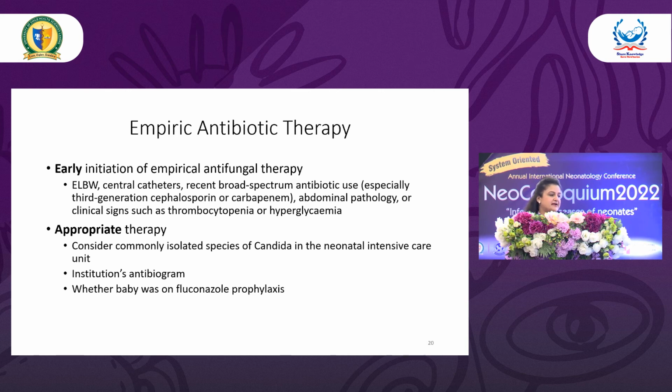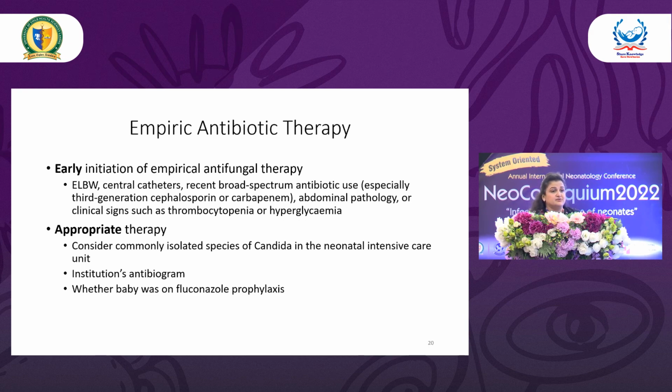So like I said, empiric antibiotic therapy, early and appropriate, are the mainstay of treatment, especially in those who are at high risk. So, those who are extremely low birth weight, who have central lines, who have recently been given broad spectrum antibiotics, specifically carbapenems and third generation cephalosporins, with abdominal pathology, showing hypothermia, hyperglycemia and thrombocytopenia. So, early initiation of empirical antifungal therapy and then the appropriateness of the therapy.